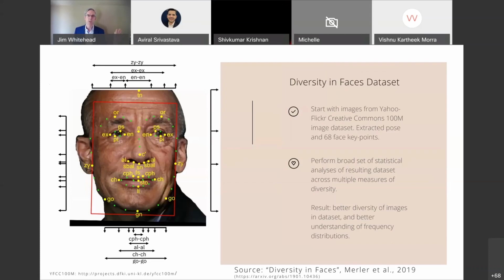They started with images from a large data set from Flickr, primarily in Yahoo, over 100 million images. They worked through those images and gathered images, trying to ensure there was good diversity across many different categories. But importantly, after a really rigorous ingest phase, they also did a lot of work to understand the frequency distributions across all of these images.